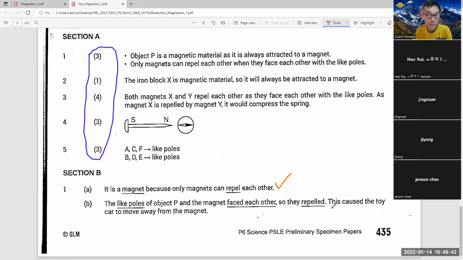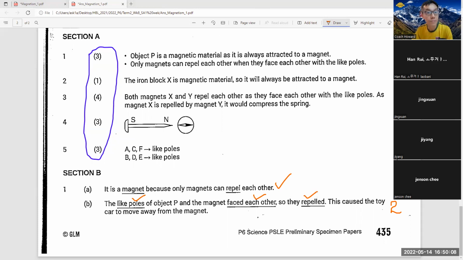So the keywords the examiner looks for: you must mention like pole. Secondly, you must say that the like poles face each other and they repel. Because this is a 2-mark question. I will share this for you shortly, just take a screenshot.